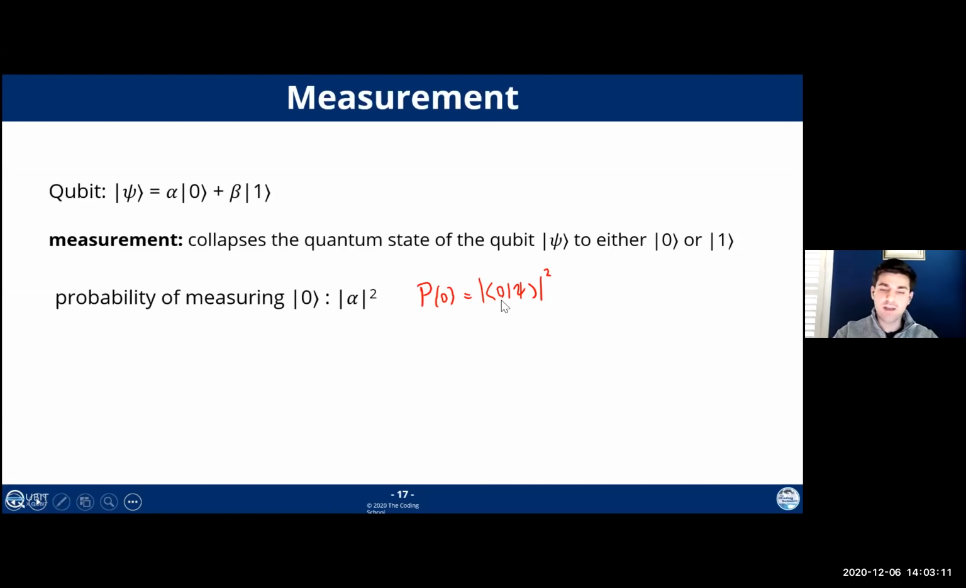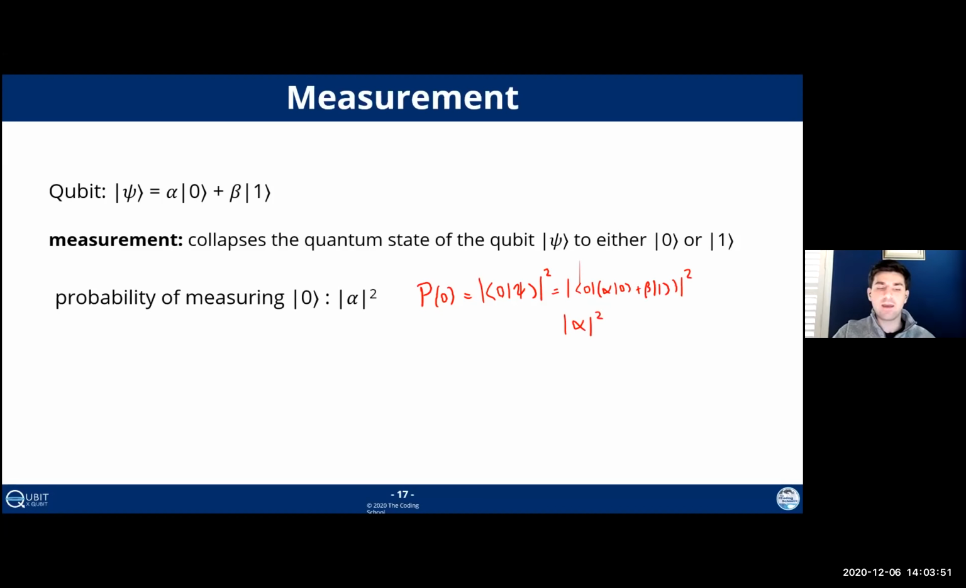Okay, so let's look at this. What is the overlap between 0 and psi? I have, again, the overlap between 0 and alpha 0 plus beta 1, parenthesis close, and then of course I'm squaring everything. So the overlap of 0 with 0 is 1, so I get an alpha here. And then the overlap of 0 with 1 is 0, so I don't have to worry about the beta term. And then everything is squared.